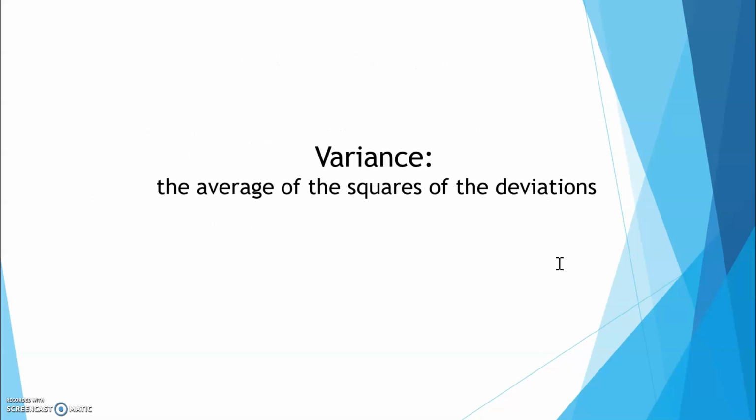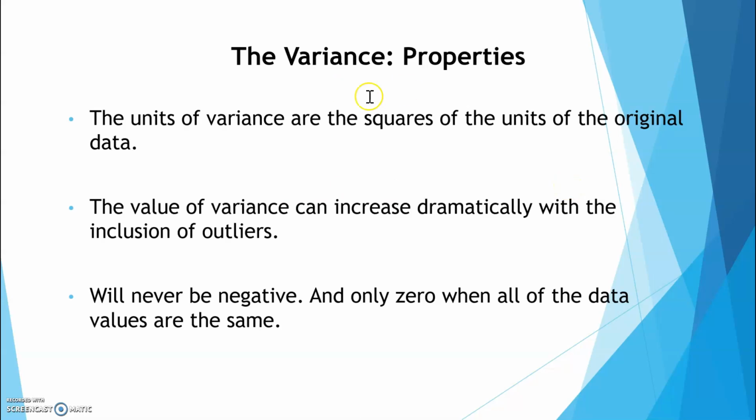Okay, variance: the average of the square of the deviations. There's actually an easier way of explaining this, because that sounds really confusing. The units of variance are the square of the units of the original data. So if we were looking at feet, then variance would be feet squared. Now, variance is the same thing as standard deviation, meaning that it takes into account every single data value, so it will also be affected by outliers. And just like the standard deviation, it will never be negative and is only 0 when all the data values are exactly the same.